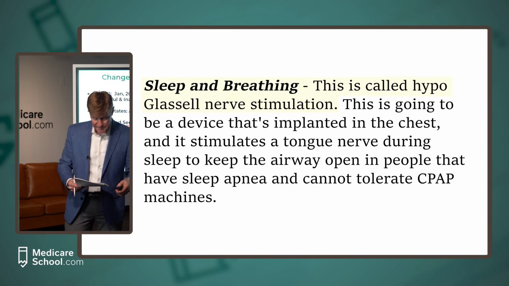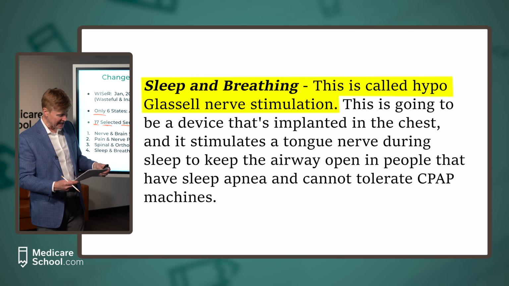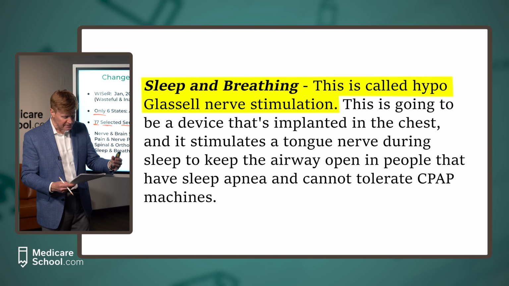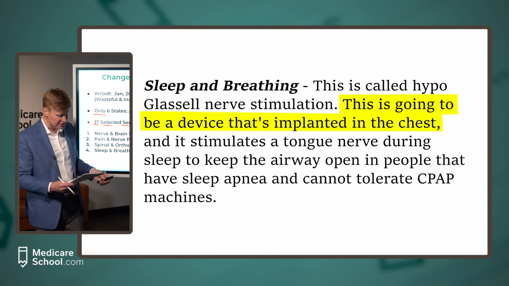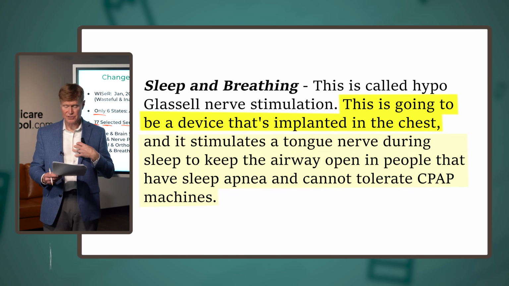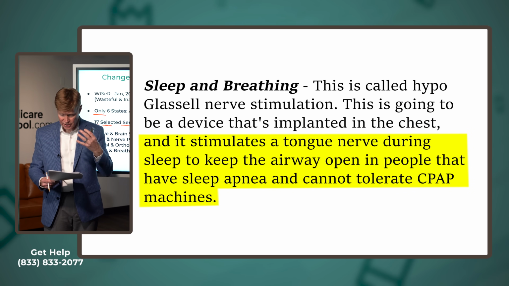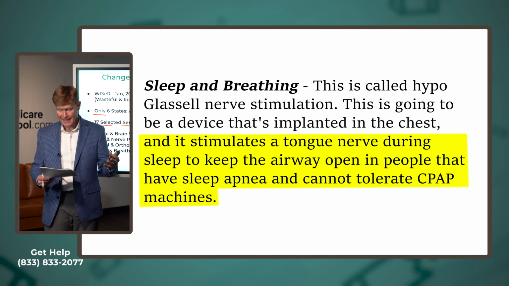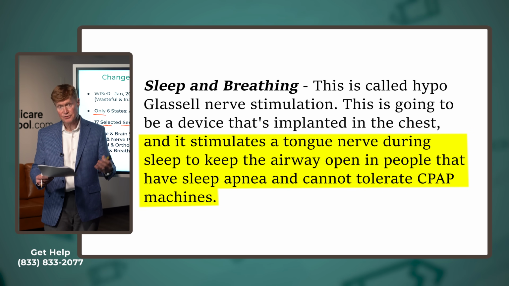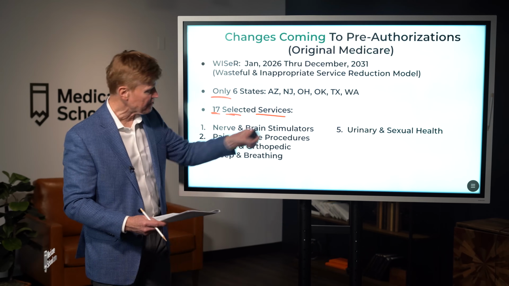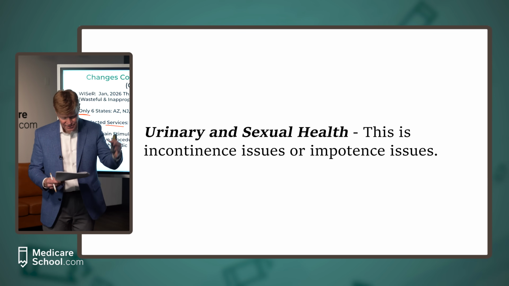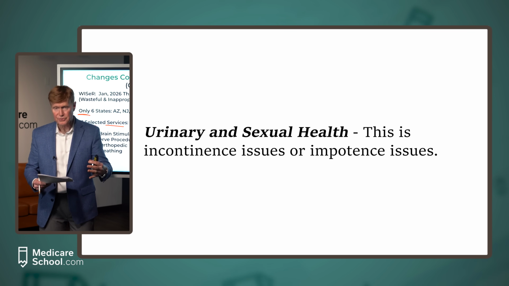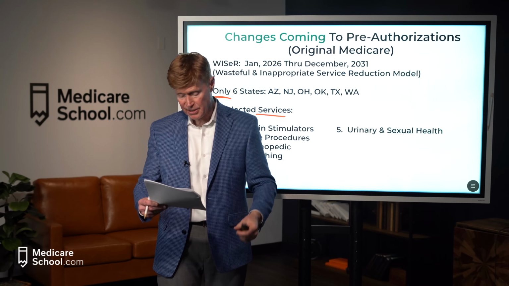Next item would be sleep and breathing issues. This is called hypoglossal nerve stimulation. So again, this is a device that's implanted in the chest, and it stimulates a tongue nerve during sleep to keep the airway open in people that have sleep apnea and cannot tolerate CPAP machines. All right, number 5 would be urinary and sexual health. This is incontinence issues or impotence issues. Again, these are going to have to be pre-authorized.